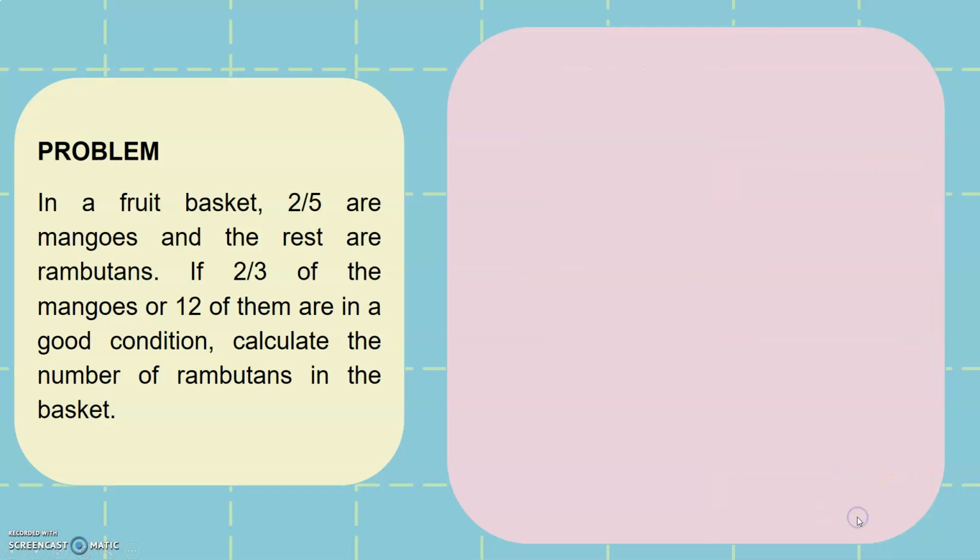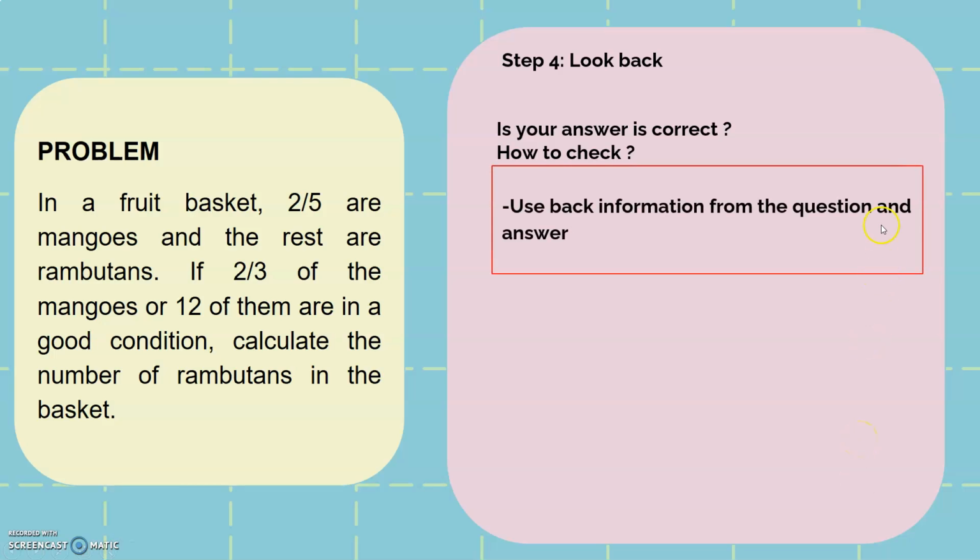We move to step 4, which is look back. I will ask them again, is your answer correct? Is the previous calculation correct? How do you check whether your answer is correct or not? I will ask them to use all the information from the question and the answers they got in order to check whether their answer is correct or not.